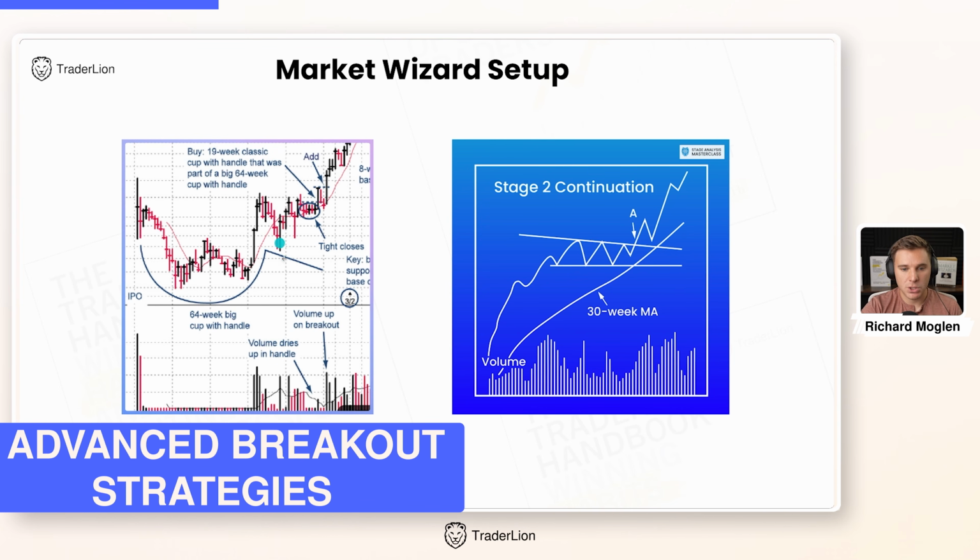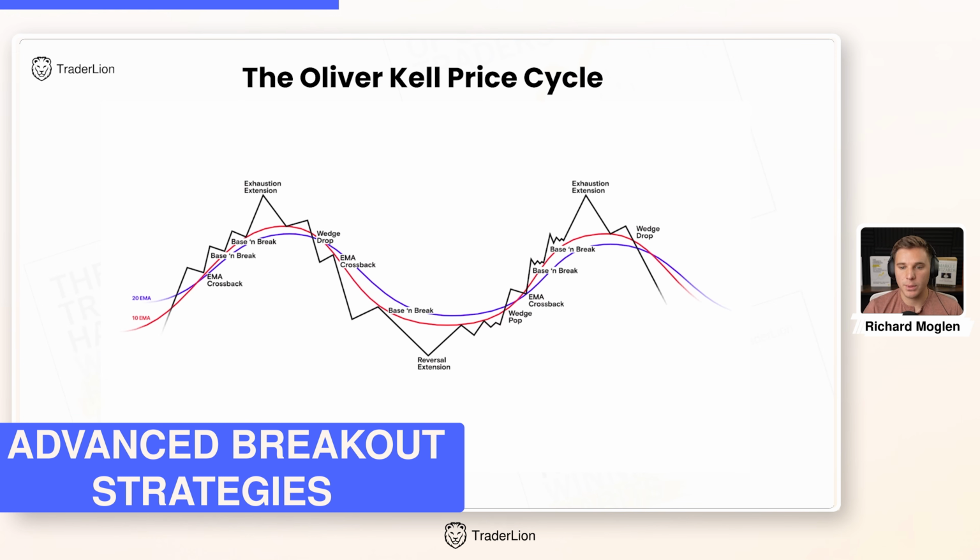This is a screenshot from William O'Neill's model books. And then over on the right here, we have another great trader, Stan Weinstein. And this is a stage 2 continuation setup, which is a base breakout. It's just a great example of what we'll be talking about today.